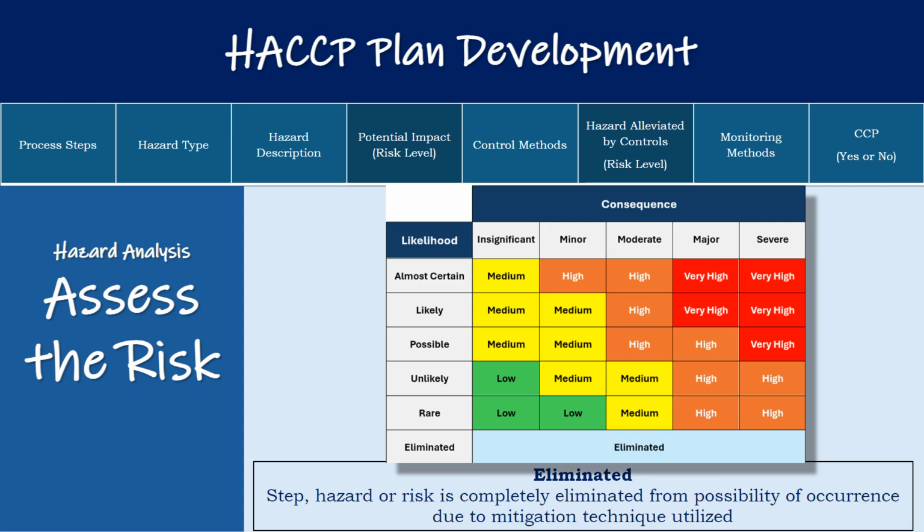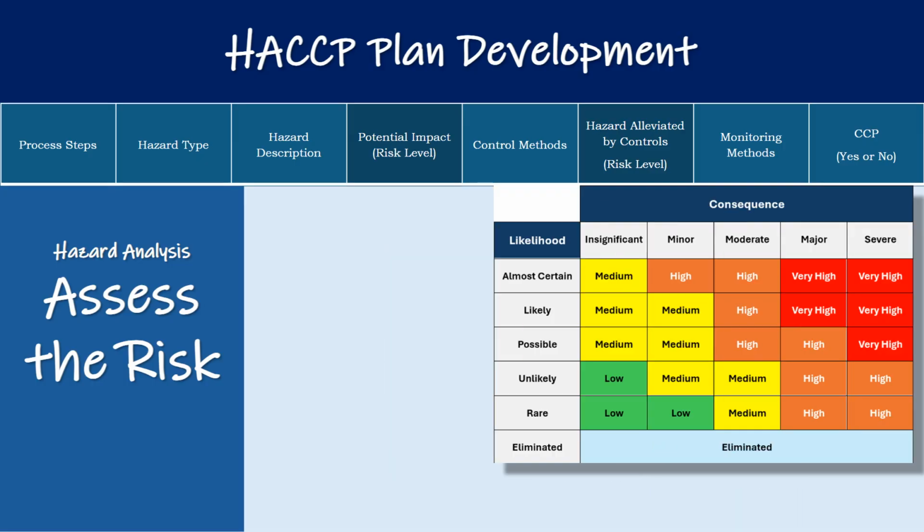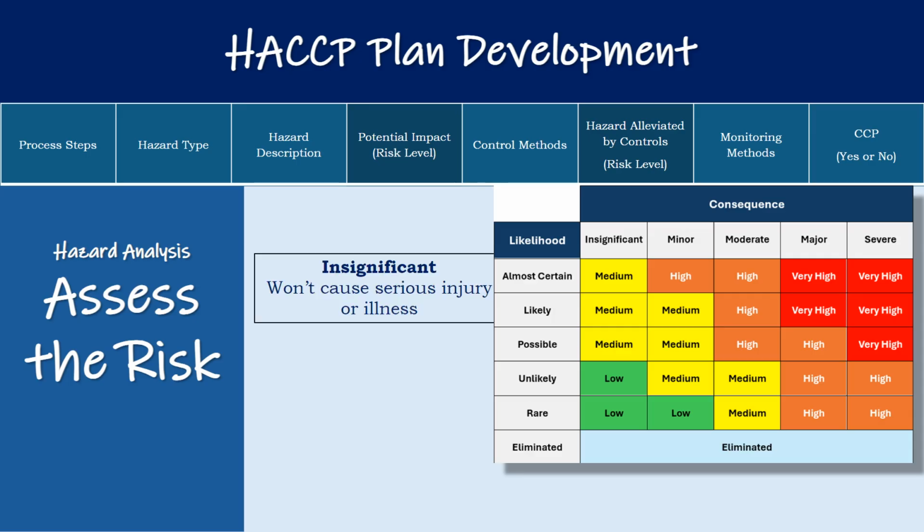An elimination means the step, hazard or risk is completely eliminated from the possibility of occurrence due to mitigation technique utilized. The more likely an event will happen, the more risk that is present. The consequence is the measure of significance of the injury or illness to the consumer based on the severity of the hazard. The consequence levels are classified as: insignificant is where the activity won't cause serious injury or illness.